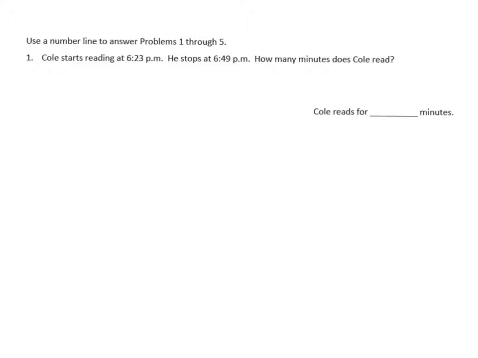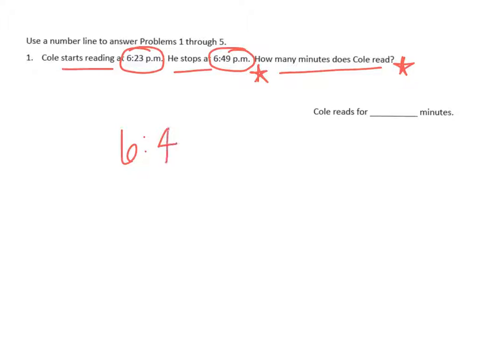It says that Cole starts reading at 6:23 p.m. He stops reading at 6:49 p.m. How many minutes does Cole read? So we want to figure out the time in between. So what we're going to do is we are actually going to subtract. So we have 6:49 and we can subtract 6:23.